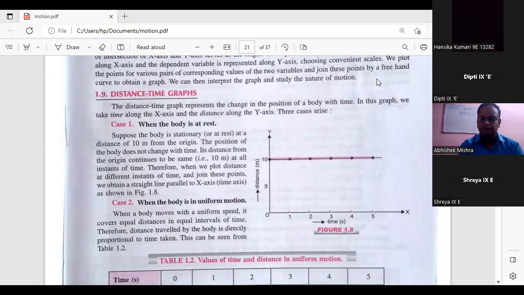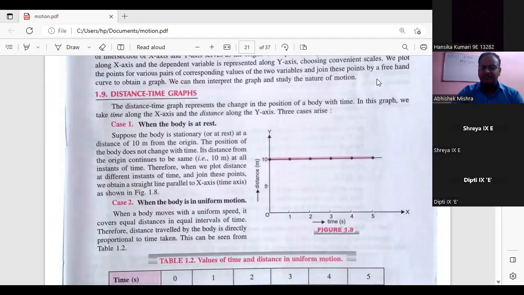Distance time graph is a graph in which time is plotted on the x-axis and distance is plotted on the y-axis. Okay, fine. So in the distance time graph, we can see the time is plotted along the x-axis and the distance is plotted along the y-axis.